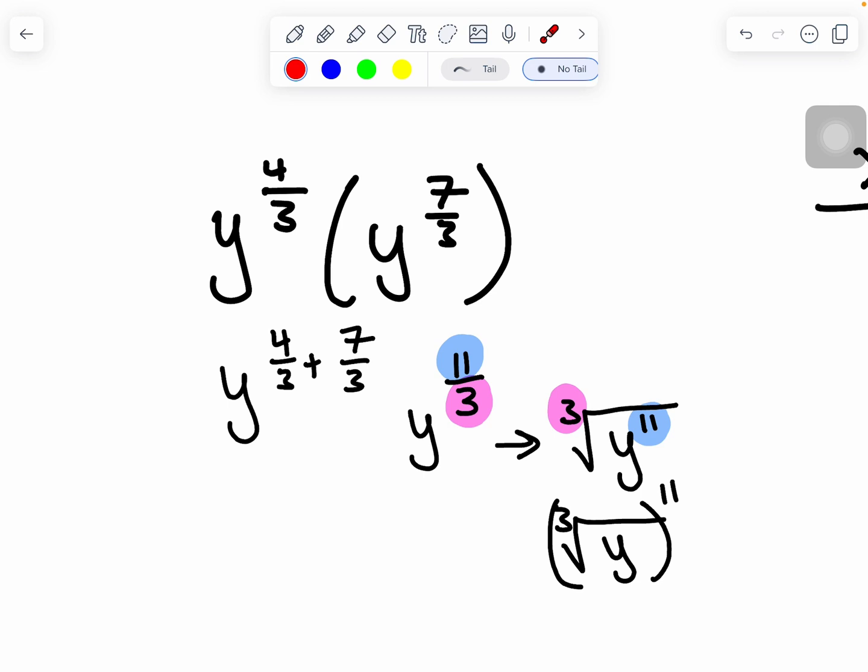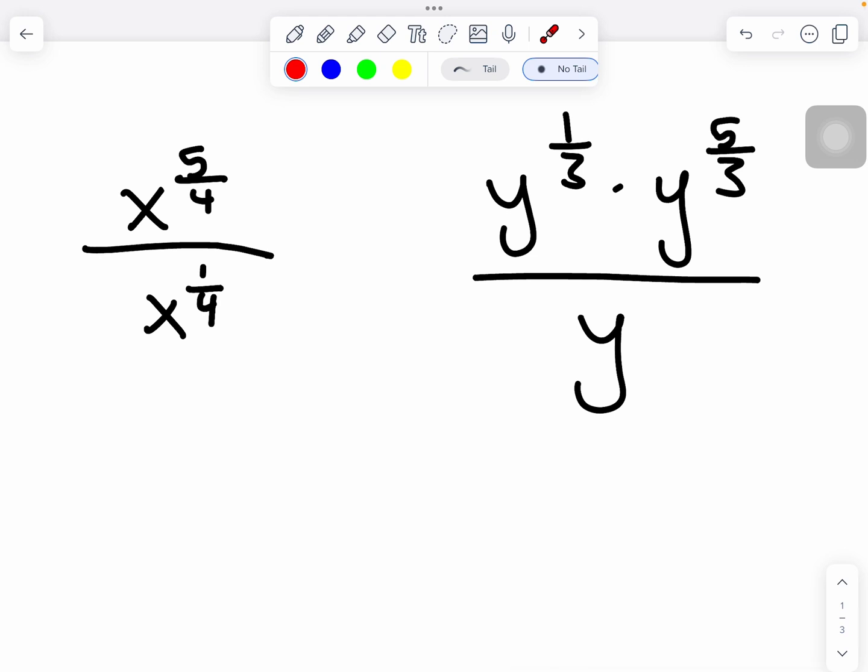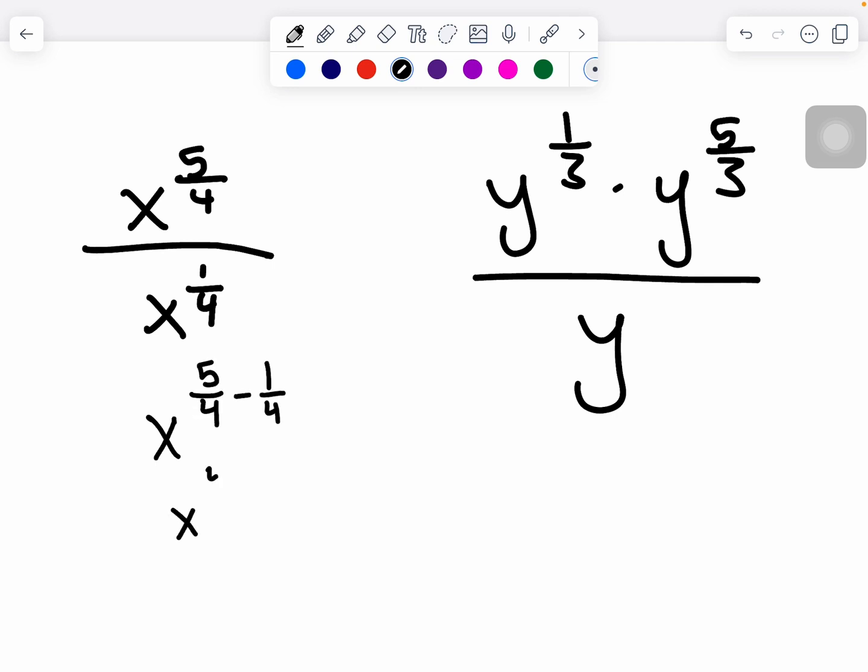Okay, so that's that. Now let's talk about the division. Again, with division of bases, we subtract the exponents. So we'll have x to the 5 over 4 minus 1 over 4, which simplifies down to x to the 4 over 4, which is just x to the first. And then we're done. We don't do anything else from there.